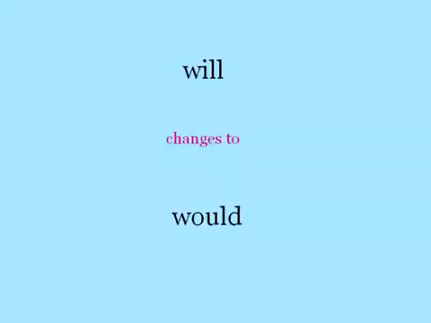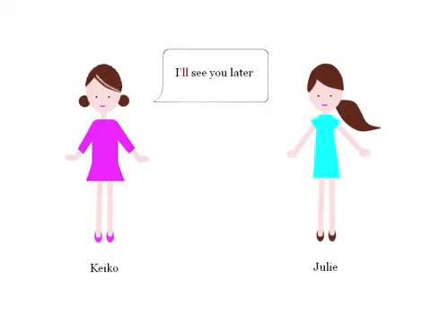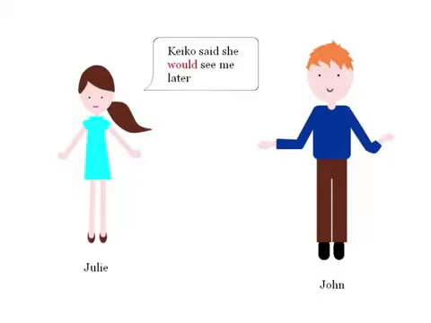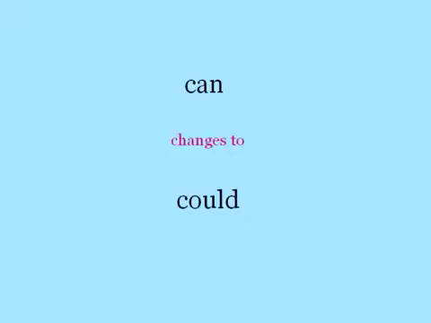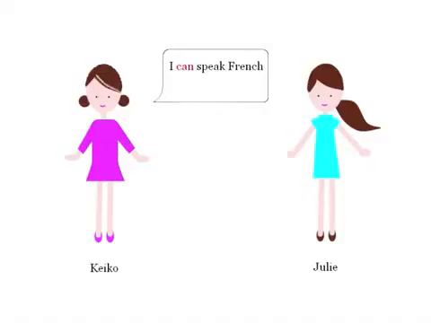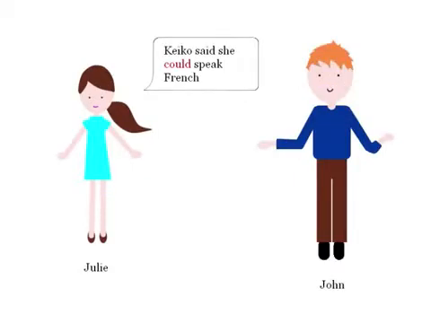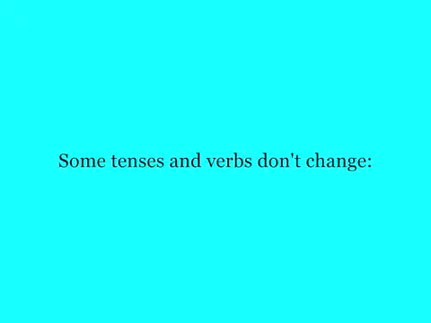Will changes to would. For example, I'll see you later. Keiko said she would see me later. Can changes to could. For example, I can speak French. Keiko said she could speak French.